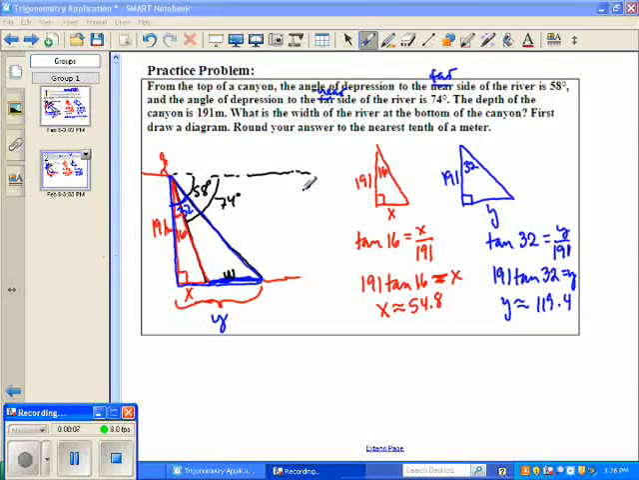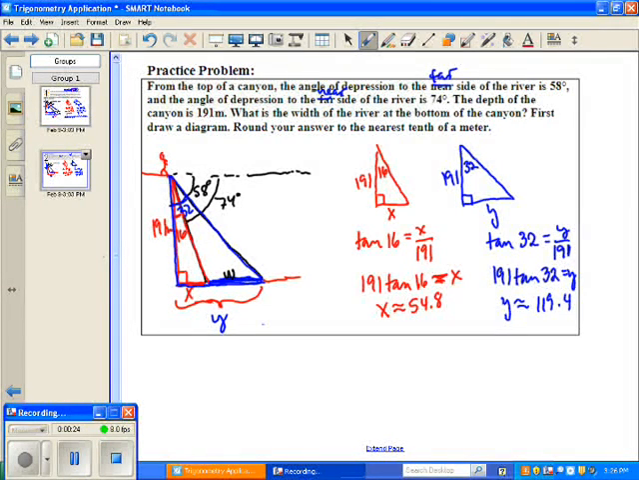Now that we have found these two measurements for x and y, we're almost done with the problem. The last step is to just find the width of the river. So we know x is this piece, and then we have y to be this whole piece right there across. So if we subtract those from each other, we're going to get the width.